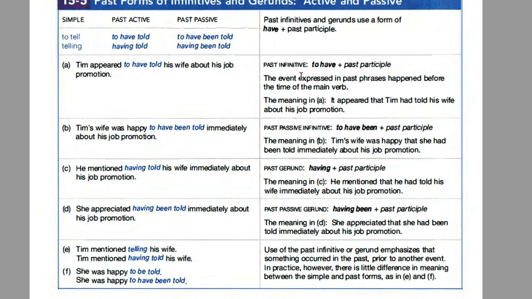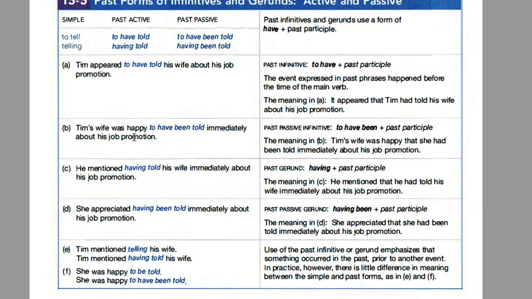So if you trace, you will find to have and the past participle, the third form of the verb. The meaning in A: it appeared Tim had told his wife about his job. So Tim appeared to have told his wife. It means he already told his wife about the job promotion. So when you read this sentence, the meaning is not about to have for the future, but that he already did.